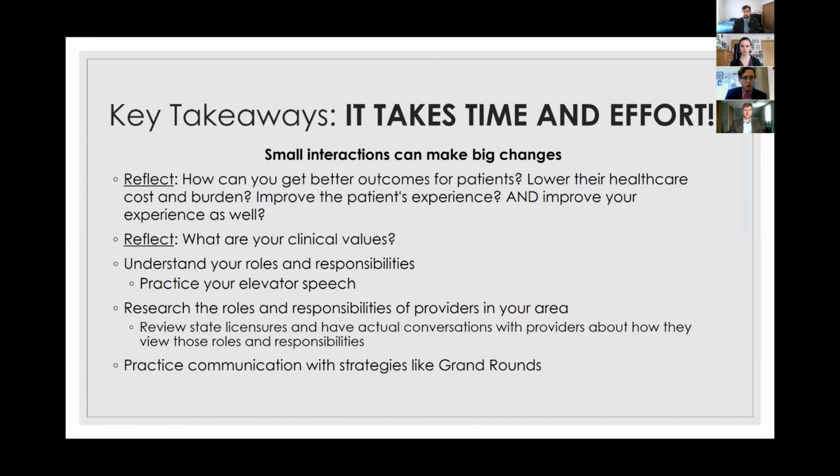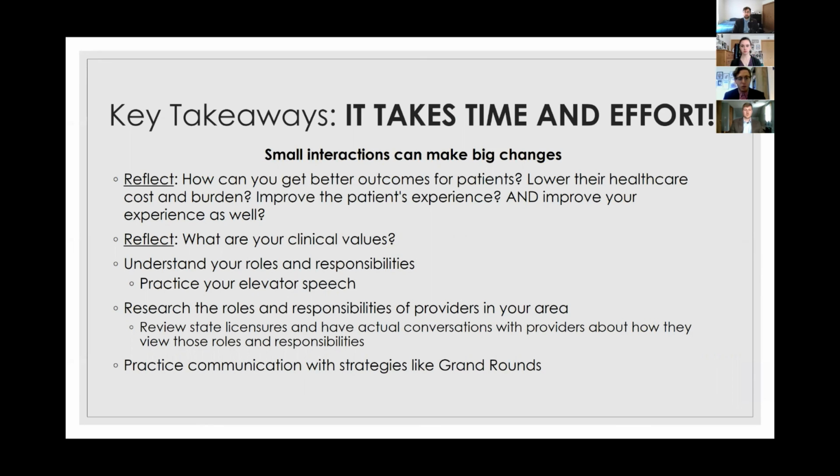Our key take-home points at this point of the presentation are that this really takes time and effort, but small interactions can make big changes. So to review all the different strategies we discussed, the first one is just to reflect on the quadruple aim. So how can you get better outcomes for patients, lower their health care cost and burden, improve a patient's experience, and improve your experiences as well? And where does interprofessional collaborative practice fit into those 4 questions?